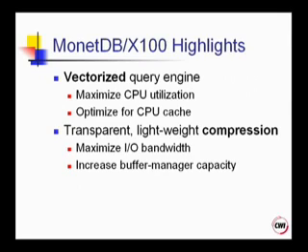So let's again repeat the highlights of MonetDB X100. The first one is a vectorized query engine. This is to maximize the CPU utilization and also optimize for the CPU cache. I will quickly explain how this works in a couple of minutes. And after this, I will explain the transparent lightweight data compression that is built into X100 to maximize I/O bandwidth and to increase buffer manager capacity.